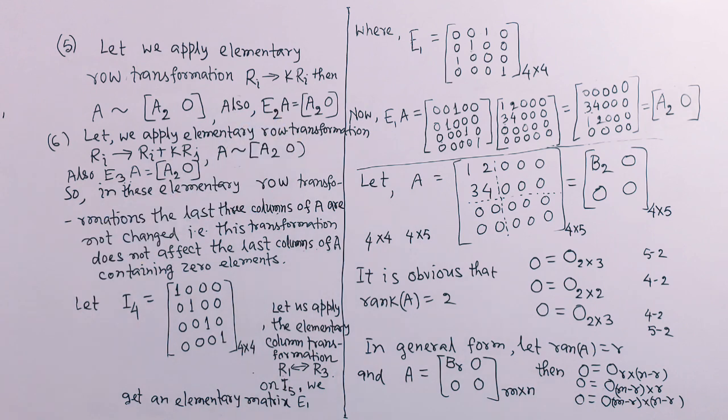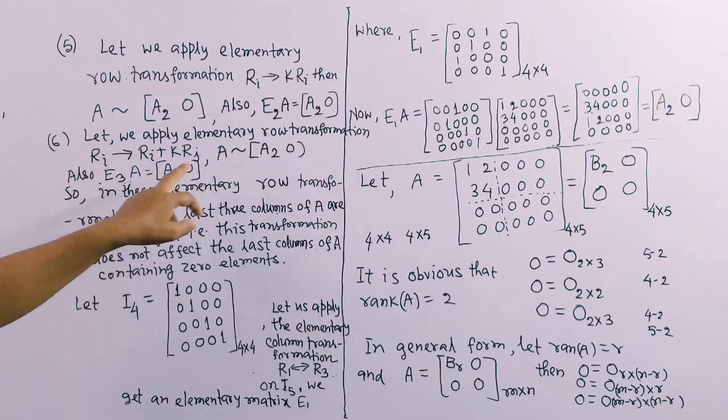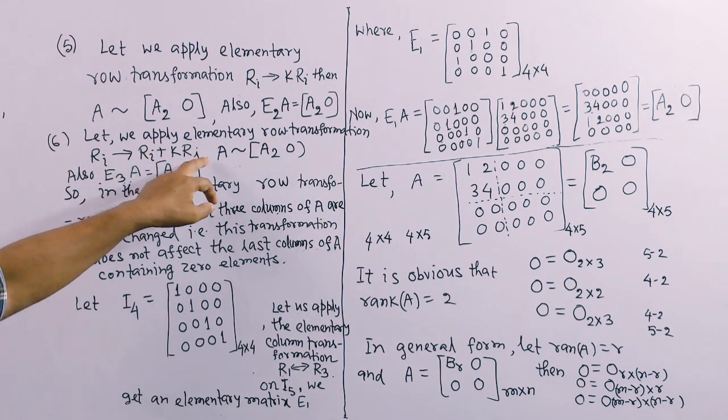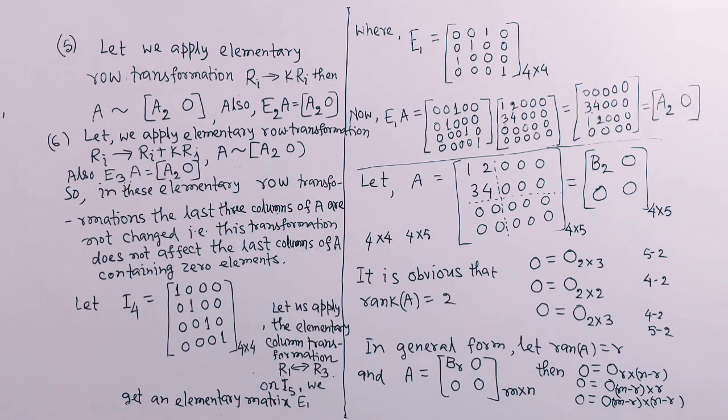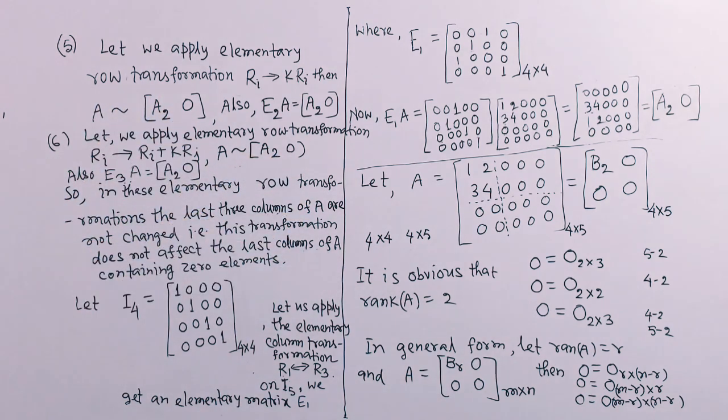And now we apply the next type of elementary row transformation, Ri to Ri plus k Rj. That means in the place of the ith row, we write the elements of the ith row plus k multiplied by the corresponding elements of the jth row, and the matrix A will be reduced to the same form A2 0. And if we pre-multiply the corresponding elementary matrix E3 by A, we will get the same result.